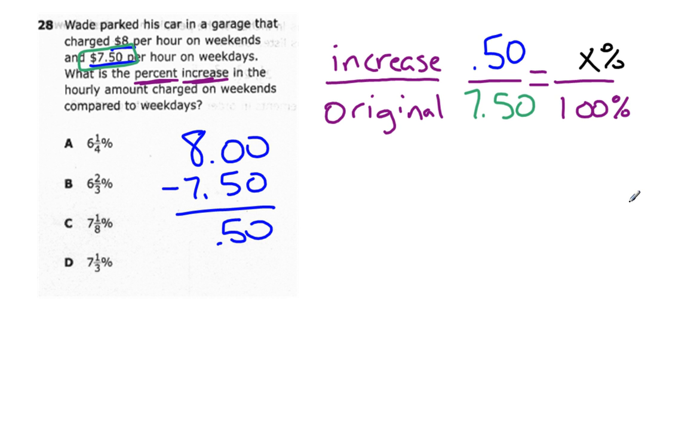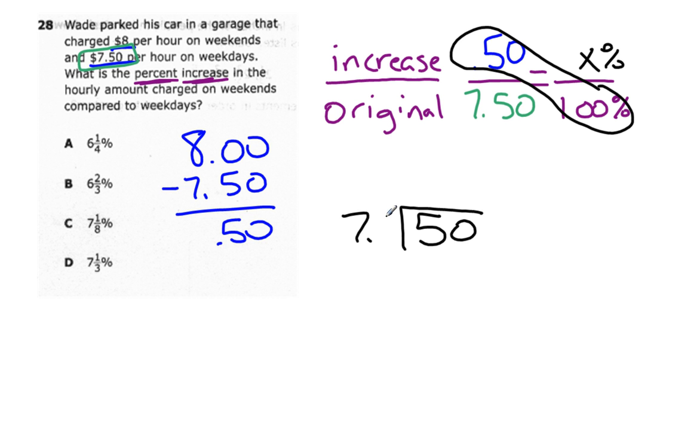Okay? So we have our proportion. We can solve this. So we can take 100 times 0.5, or we just move the decimal 2 places over, we get 50, and we divide that by 7.5. Since we don't want to divide by decimals, move our decimal over 1 place, move this decimal over 1 place as well. So really we want to know how many times does 75 go into 500.